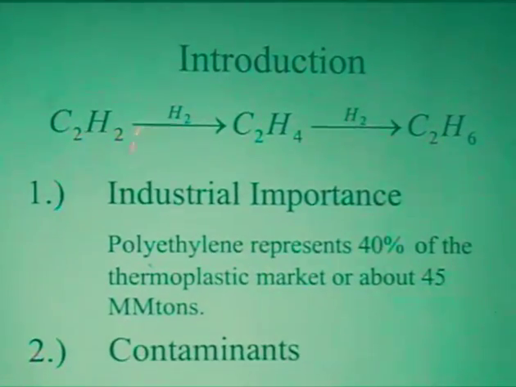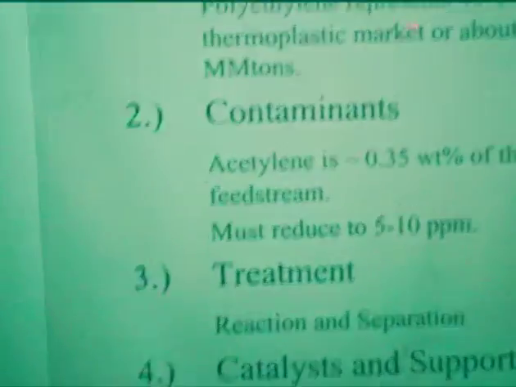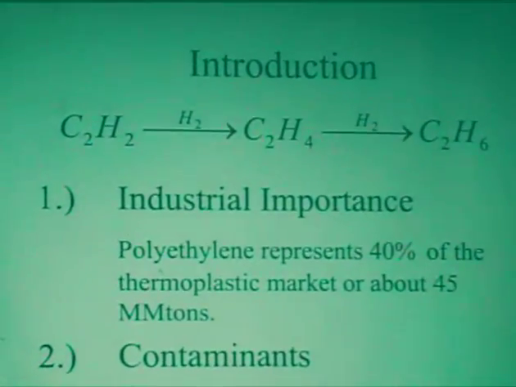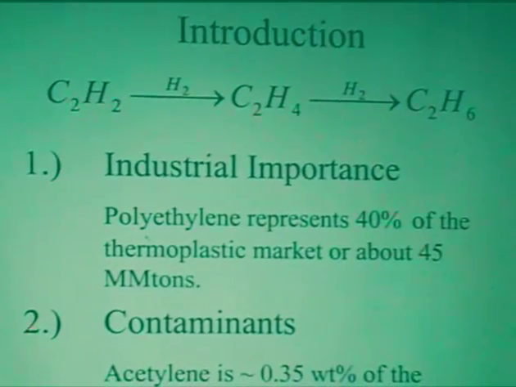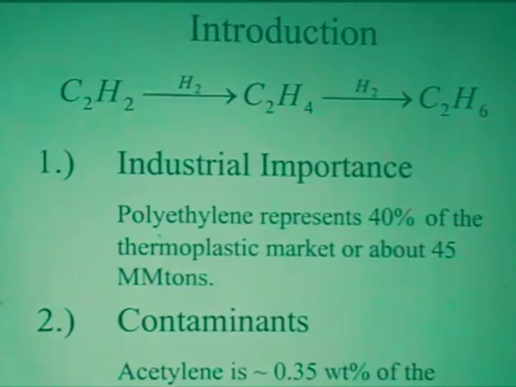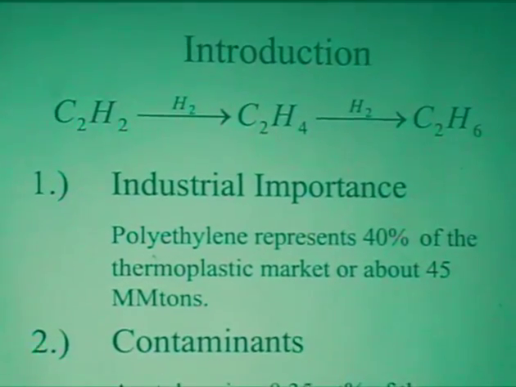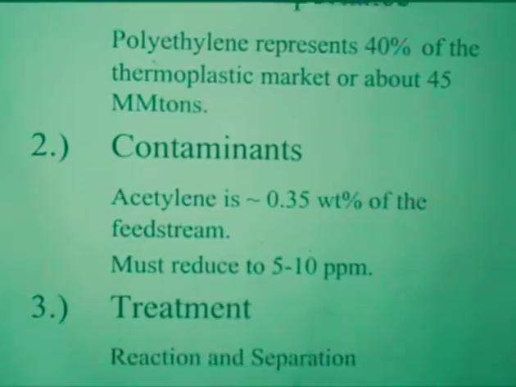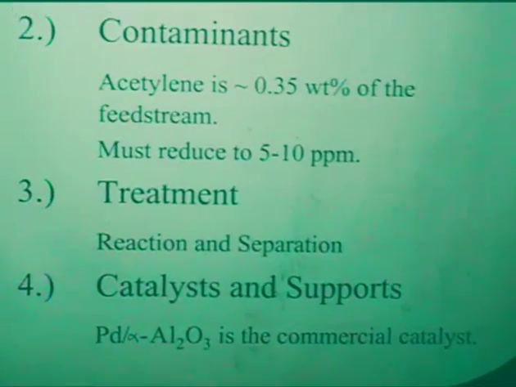To industry, polyethylene represents about 40% of the thermoplastic market, or about 45 million tons per year. In ethylene feed streams, acetylene constitutes about 0.35 weight percent, and it causes problems downstream in the production of polyethylene. So industry would like to see that reduced to 5 or 10 ppm, and the traditional treatment is reaction, although separation has been tried, and the typical catalyst is palladium on an alpha alumina pellet.